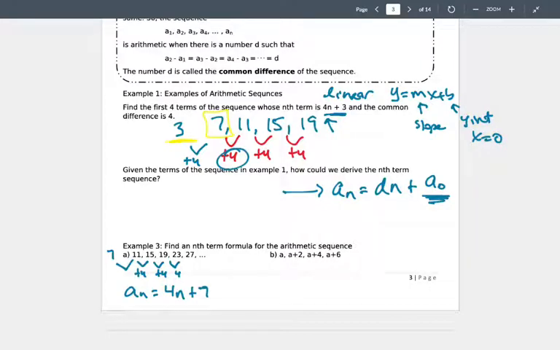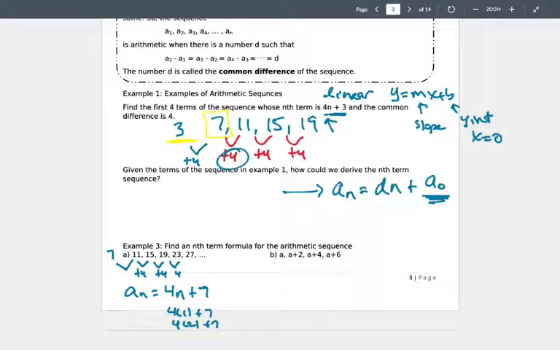And you can check your work. If I plug in 1 for n and add 7, I'm going to get that first term, which is 11. If I do 4 times 2 plus 7 to get the second term, I would get 8 plus 7, which is 15, and that's our second term. So you can check to make sure it's right.